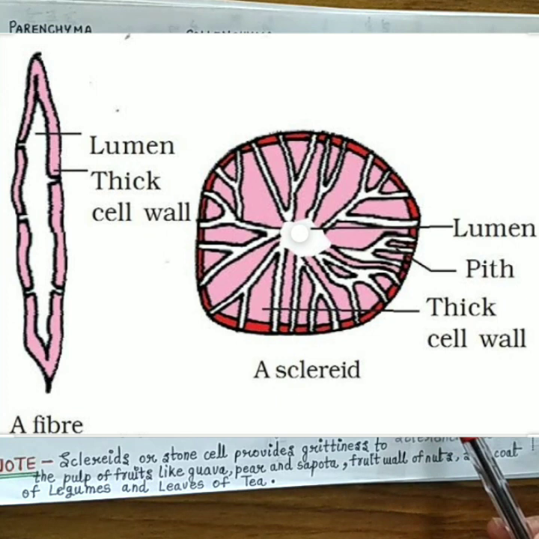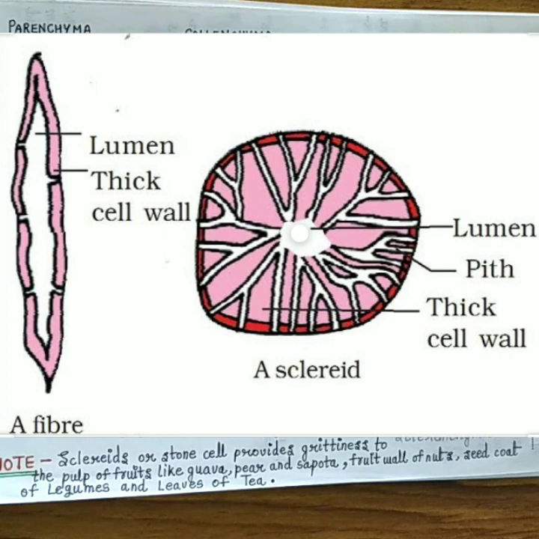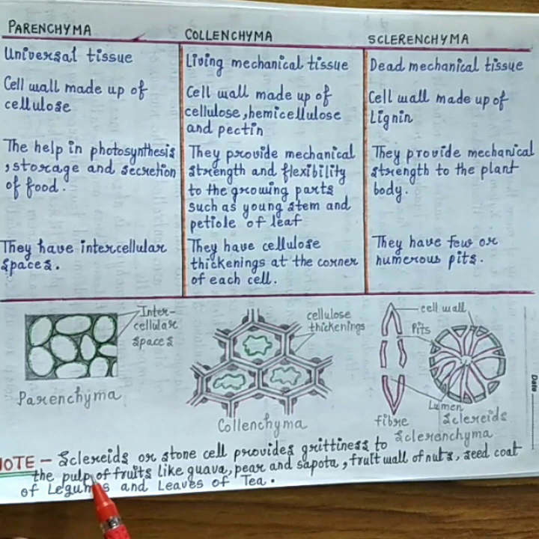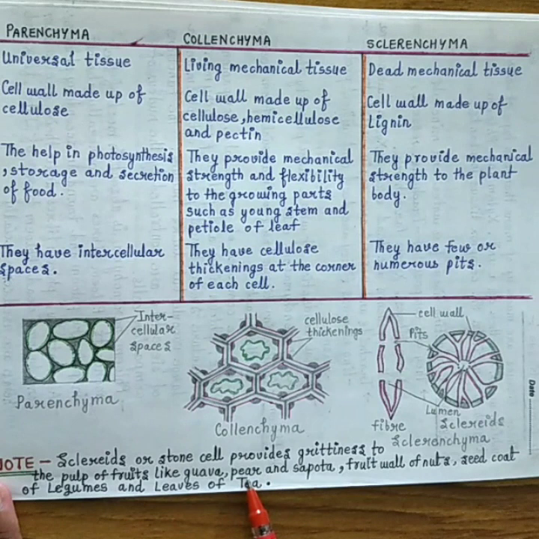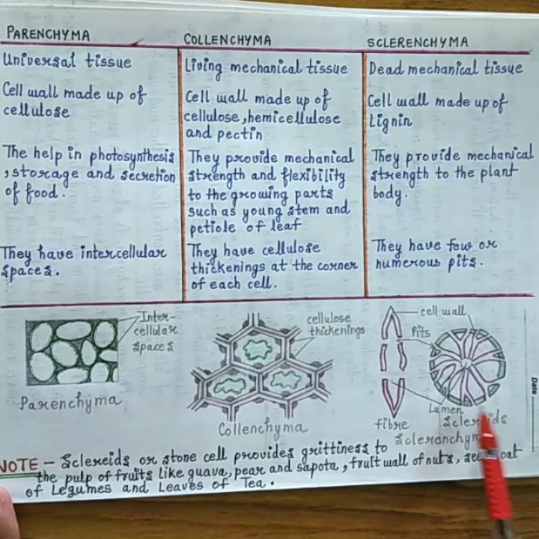So this was all about a comparative analysis of parenchyma, collenchyma and sclerenchyma. Now a point to note: these sclereids or stone cells provide grittiness to the pulp of fruits like guava, pear and sapota, fruit walls of nuts, seed coats of legumes and leaves of tea. So the grittiness to the pulp of fruit is provided by these sclereids or stone cells of sclerenchyma. I hope this much was clear.